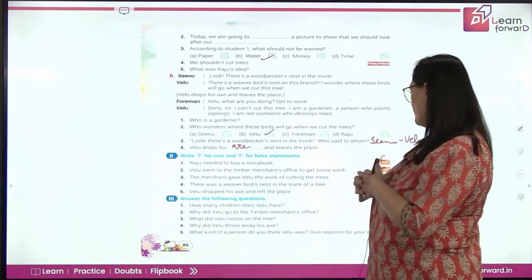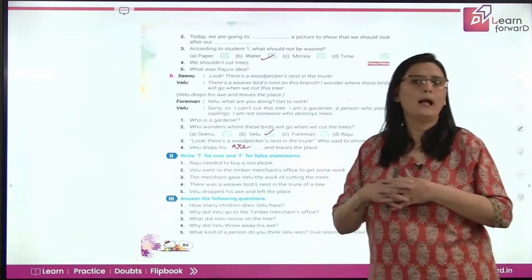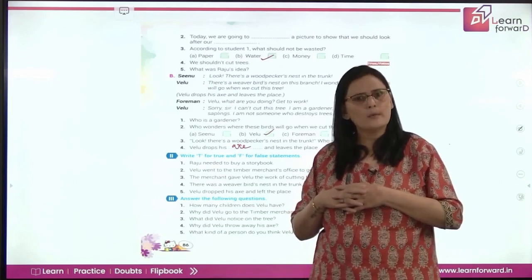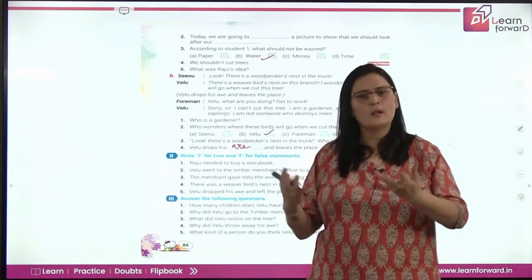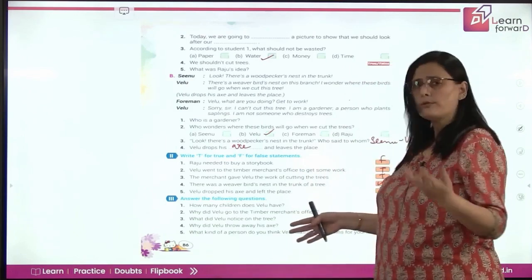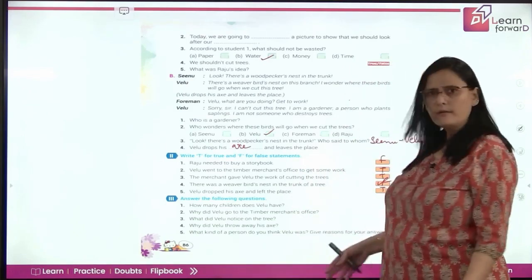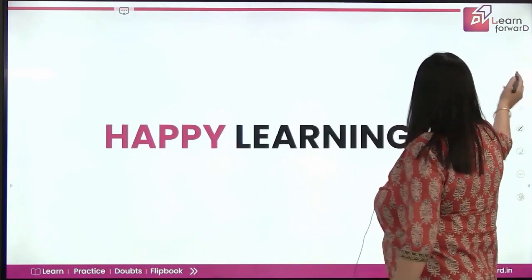What kind of a person do you think Velu was? Velu was a kind-hearted person. He was an animal lover and he was really good and he couldn't harm the life of the birds. Give reasons for your answers. We've already discussed. So that was all about the story.